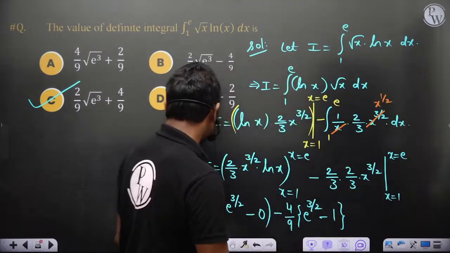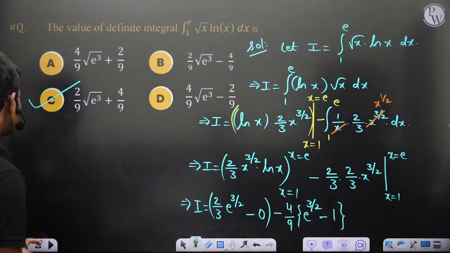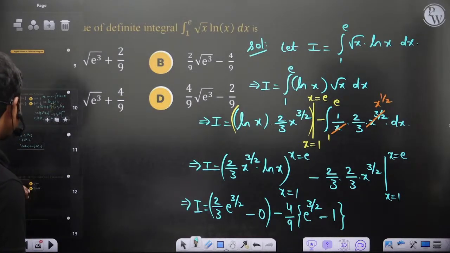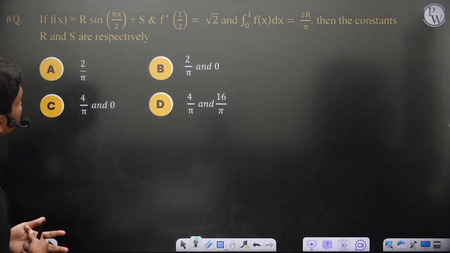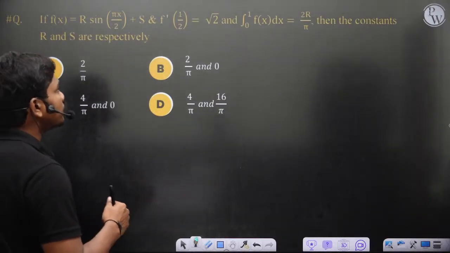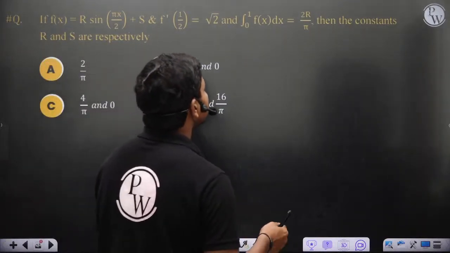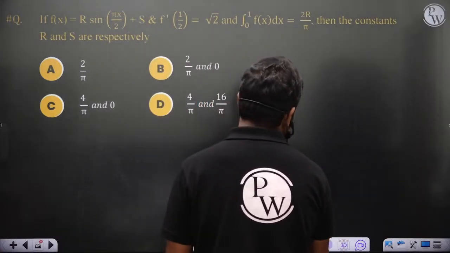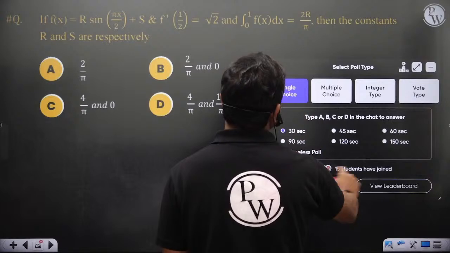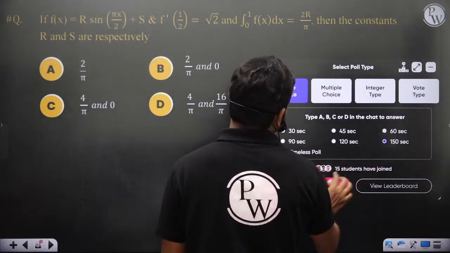Then let us look at some properties, of course. This is one question which I give you time for. f of x is equal to r sin pi x by 2 plus s, and f dash of 1 by 2 is equal to root 2, and integral 0 to 1 f of x dx is equal to 2r by pi. Then the constants r and s are respectively. Come on, enter this. Single choice. I'm giving you some 150 seconds to solve this.